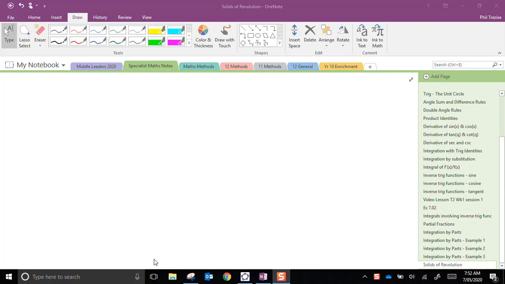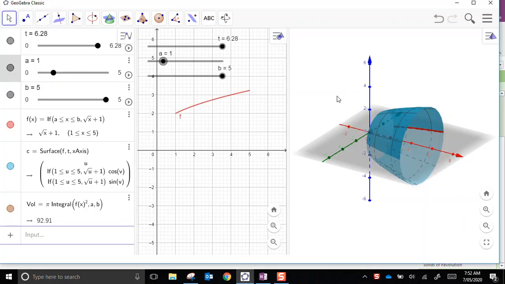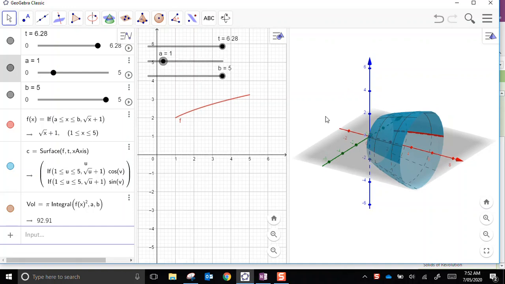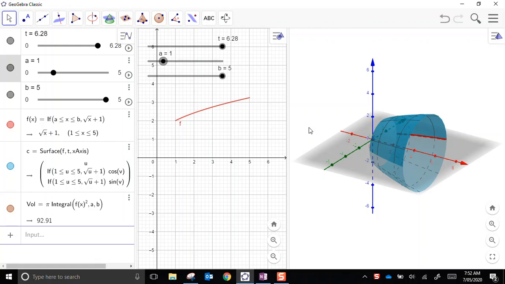Hi everyone, welcome back for the second part of the lesson on volumes of revolution, solids of revolution. So this time I'm going to have a look at a little GeoGebra that I prepared earlier. Now I know this looks terribly complicated, but if we take it step by step we should be able to see how you can create your own models in this type of environment.